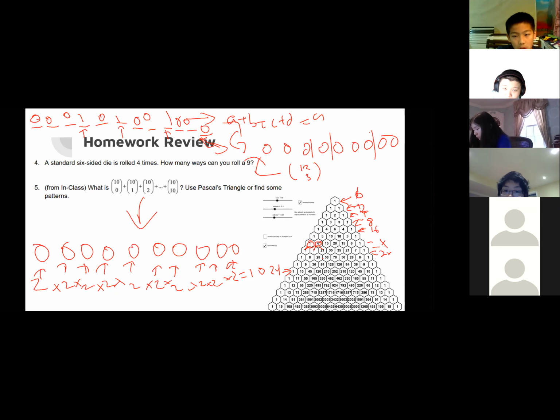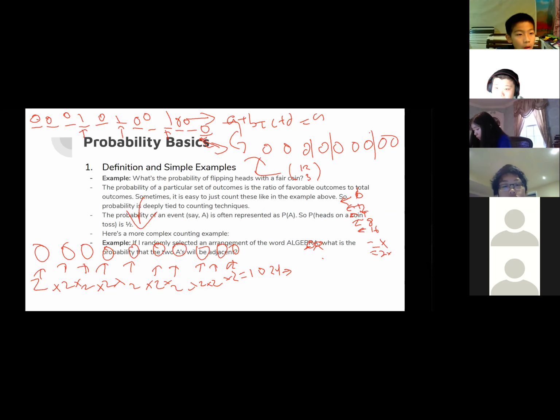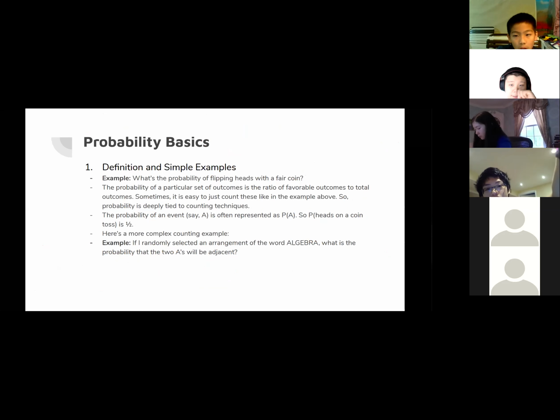Well, we're going to continue on to the next slide then. So we're going to start talking about probability. Probability is very related to counting, and the reason why, let's just start with a small example. What's the probability of flipping heads with a fair coin? This isn't a trick question, you can just answer it. Yeah, it's just 1/2.